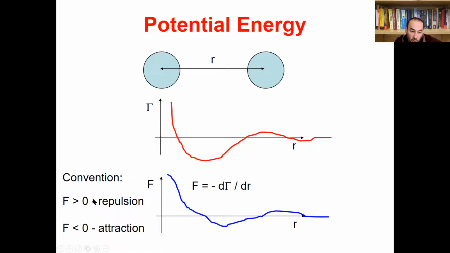By convention, when we have forces greater than 0, that indicates repulsion between two particles, and when the forces are negative, this indicates attraction. Now, when the potential is at the minimum, that means the force is at 0. And the same thing for the maximum, where the potential is at its maximum. You can see the force is at 0. You would have these inflection points.